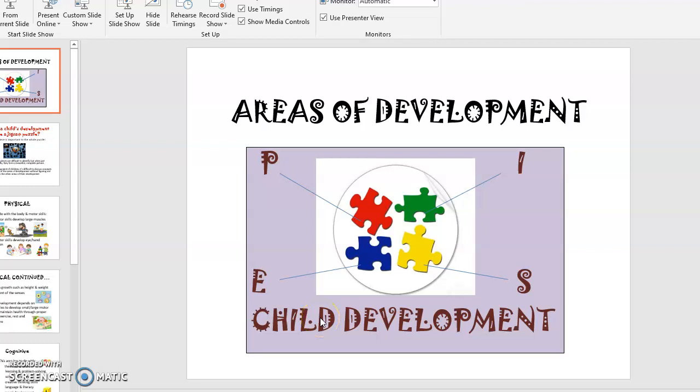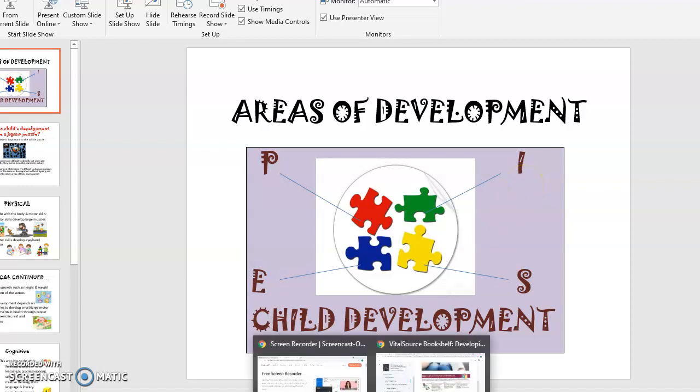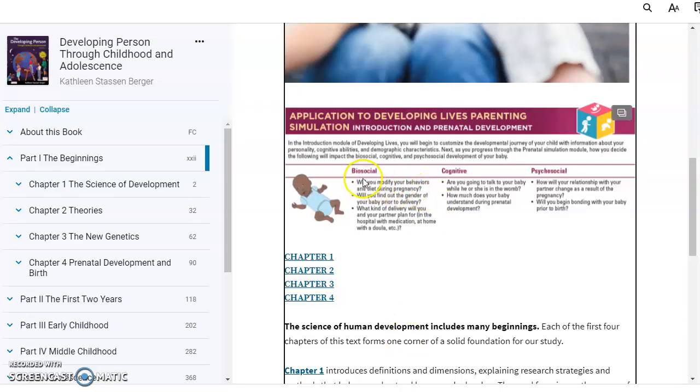This mini lecture is going to focus on the areas of child development that we will focus on this semester. There are 4 domains: physical, emotional, social, and intellectual, or cognitive is the term I use. Before we get started, I just want to point out that the book uses slightly different terms. The book will be calling these biosocial, cognitive, and psychosocial.